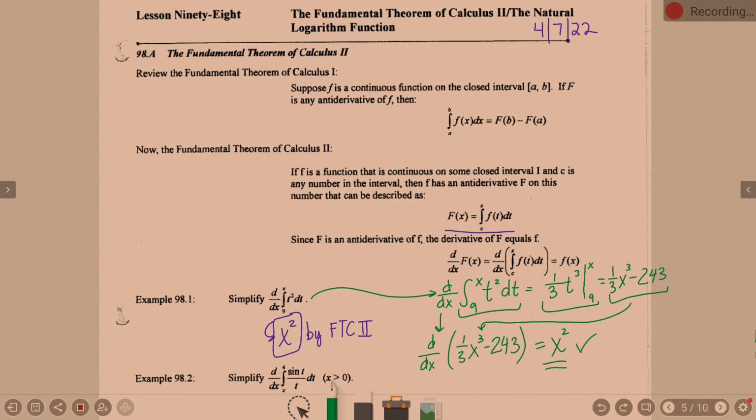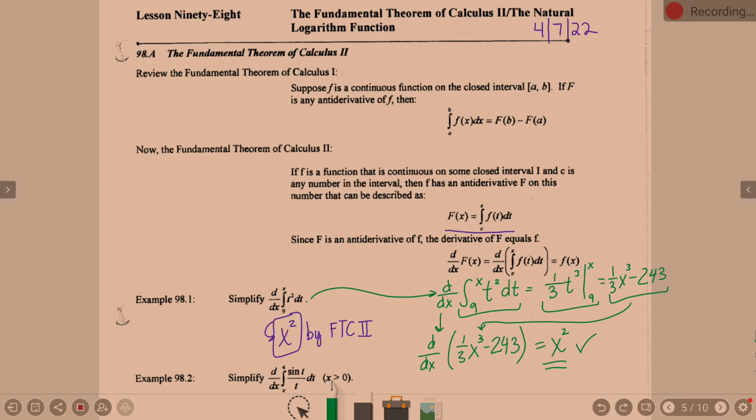Now, that was technically using fundamental theorem of calculus part 1. Pick your poison. Use fundamental theorem of calculus part 1 and do all that work every time, or look at it and realize, okay, fundamental theorem of calculus part 2 allows us to make the jump.